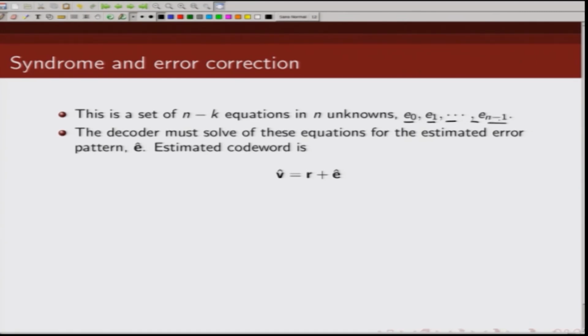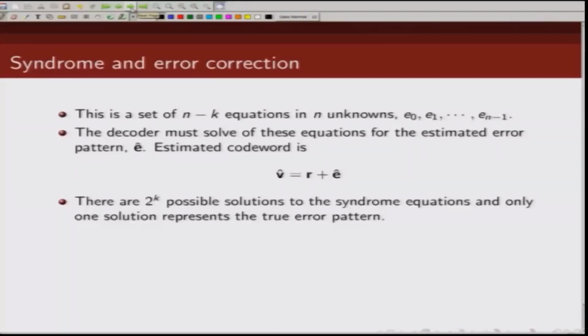Okay. So, we need to solve these n minus k equations to get back our corrected sequence. Now, what would be a corrected sequence? Our estimated code word would be nothing but R, the received sequence, plus the estimated error pattern. So, when we do error correction, essentially what we are trying to do is estimate what the error pattern is.